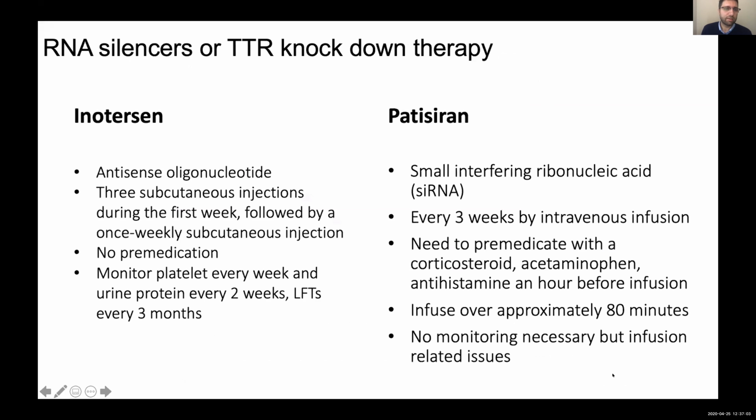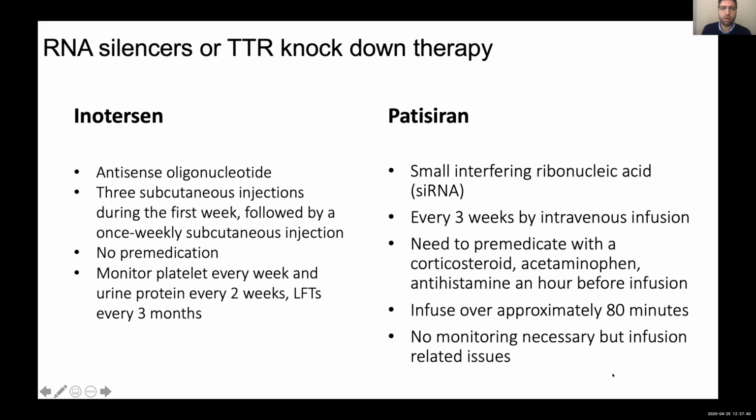Inotersen is a subcutaneous injection. After a loading dose of 3 times the first week, you just go on and do it once a week. You do not have to pre-medicate with this medication, but you have to be careful and monitor the platelets every week to make sure there's no risk of thrombocytopenia. Some patients, a small minority, did experience a drop in the platelets, which can lead to bleeding. So you have to prevent this by monitoring the platelets very carefully. You also have to monitor the urine every 2 weeks and the liver function tests every 3 months.